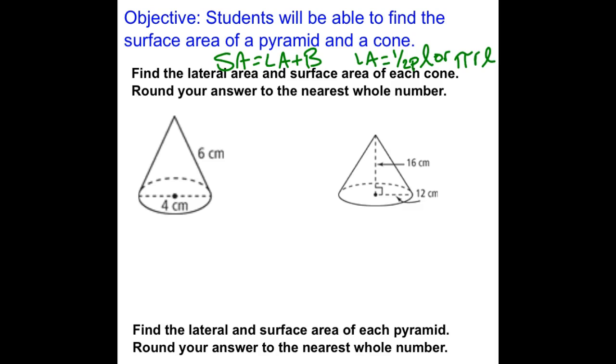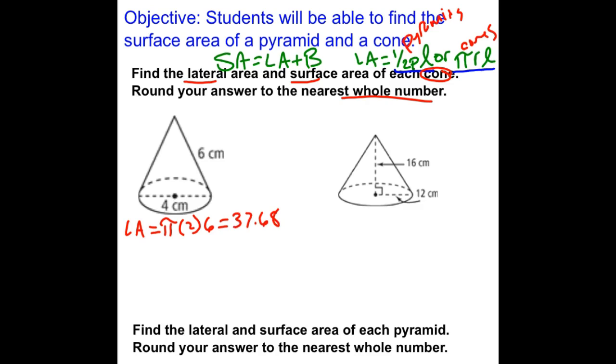We want to use this first one when we're dealing with pyramids, and the second one when we're dealing with cones. So we look, we're finding the lateral and surface area of cones, and we're rounding to the nearest whole number, so we're going to use that pi r L this time. We start with our lateral area, it's pi times the radius. Well, the radius is 2 times the slant height, 6. And we just multiply that all out. We should get 37.68 if we use 3.14 for pi.